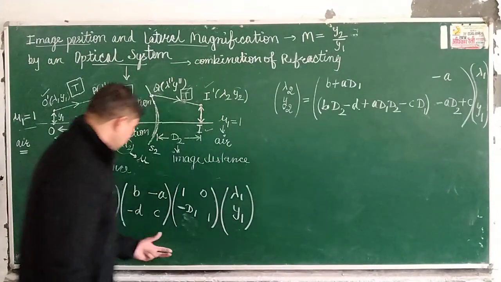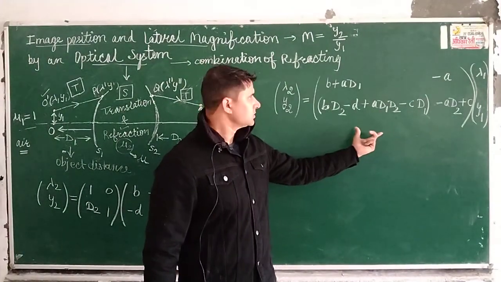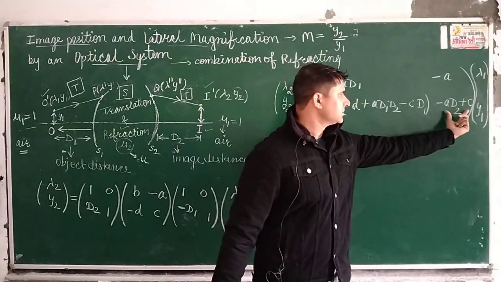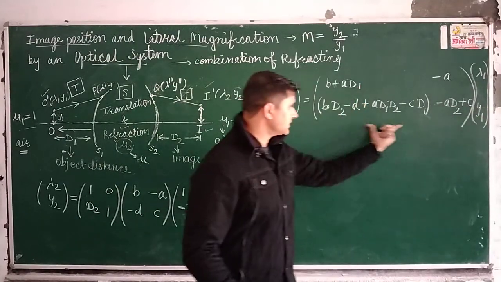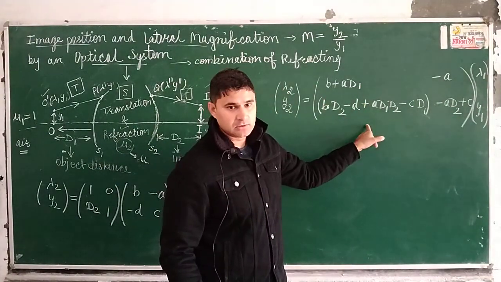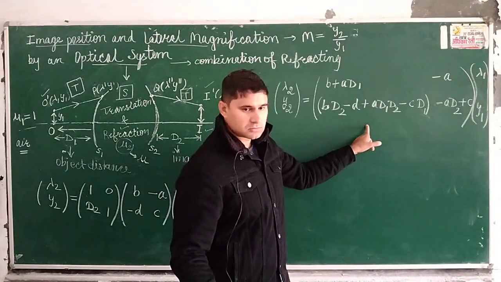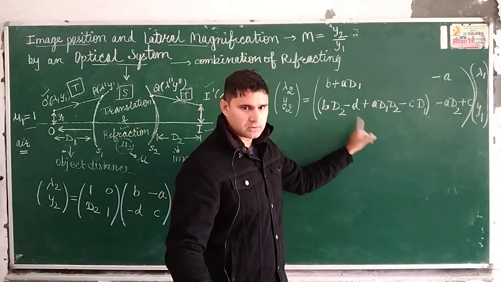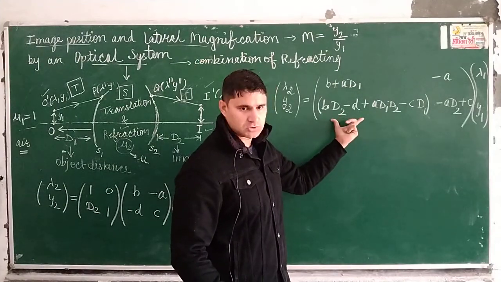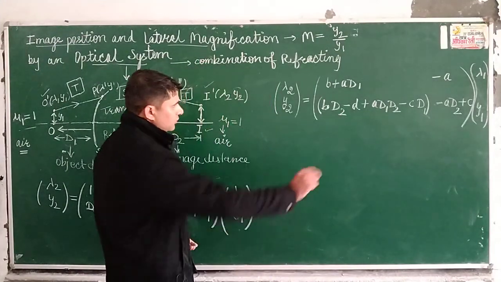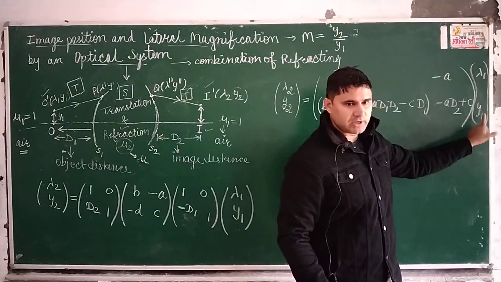Now you see, if you multiply these three matrices, then you will get this resultant matrix. So here you have minus A, and this is the 2 cross 2 element, that is minus A D2 plus C, and this is the second row and first column, so this is the 2 cross 1 element. Okay, so now, and here you have lambda 1 and y1.